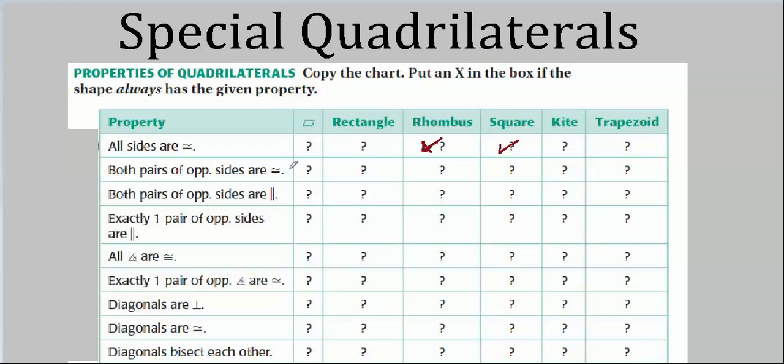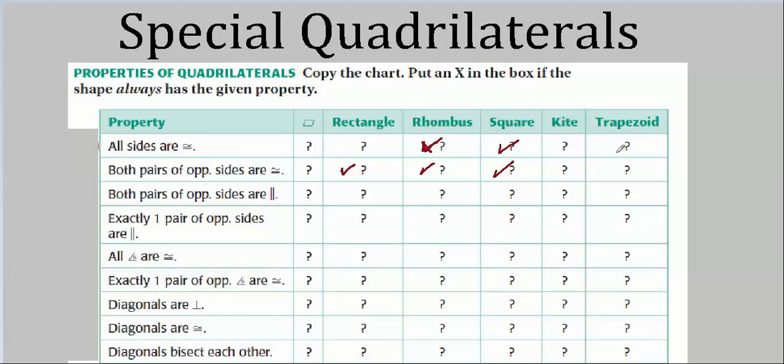Both pairs of opposite sides are congruent. Well, I'd say that's a rectangle for sure. Well, if a rhombus has all sides congruent, then the opposite sides must be congruent too. Same thing for a square. If all the sides are congruent, then the opposite sides are congruent. Kite? No. The consecutive sides are congruent.